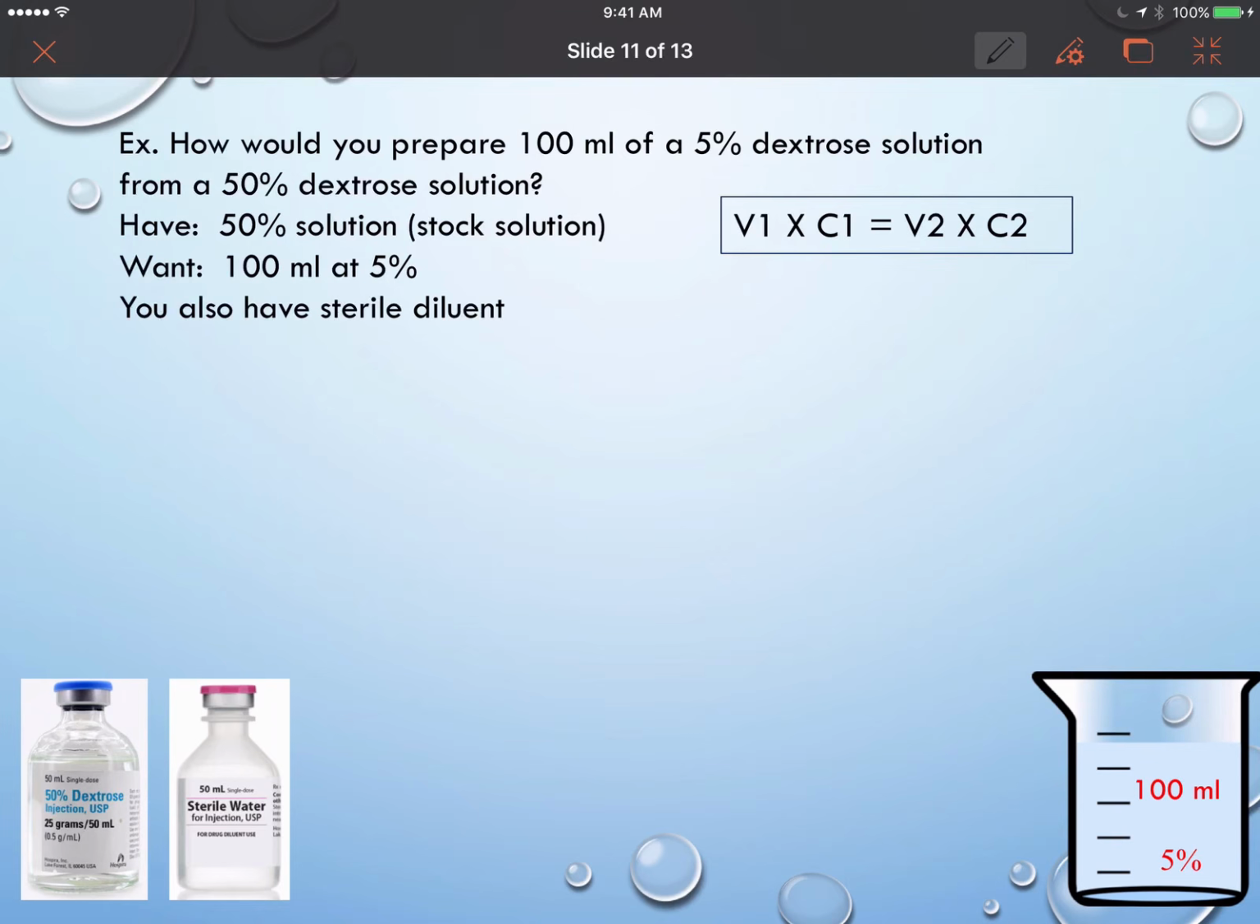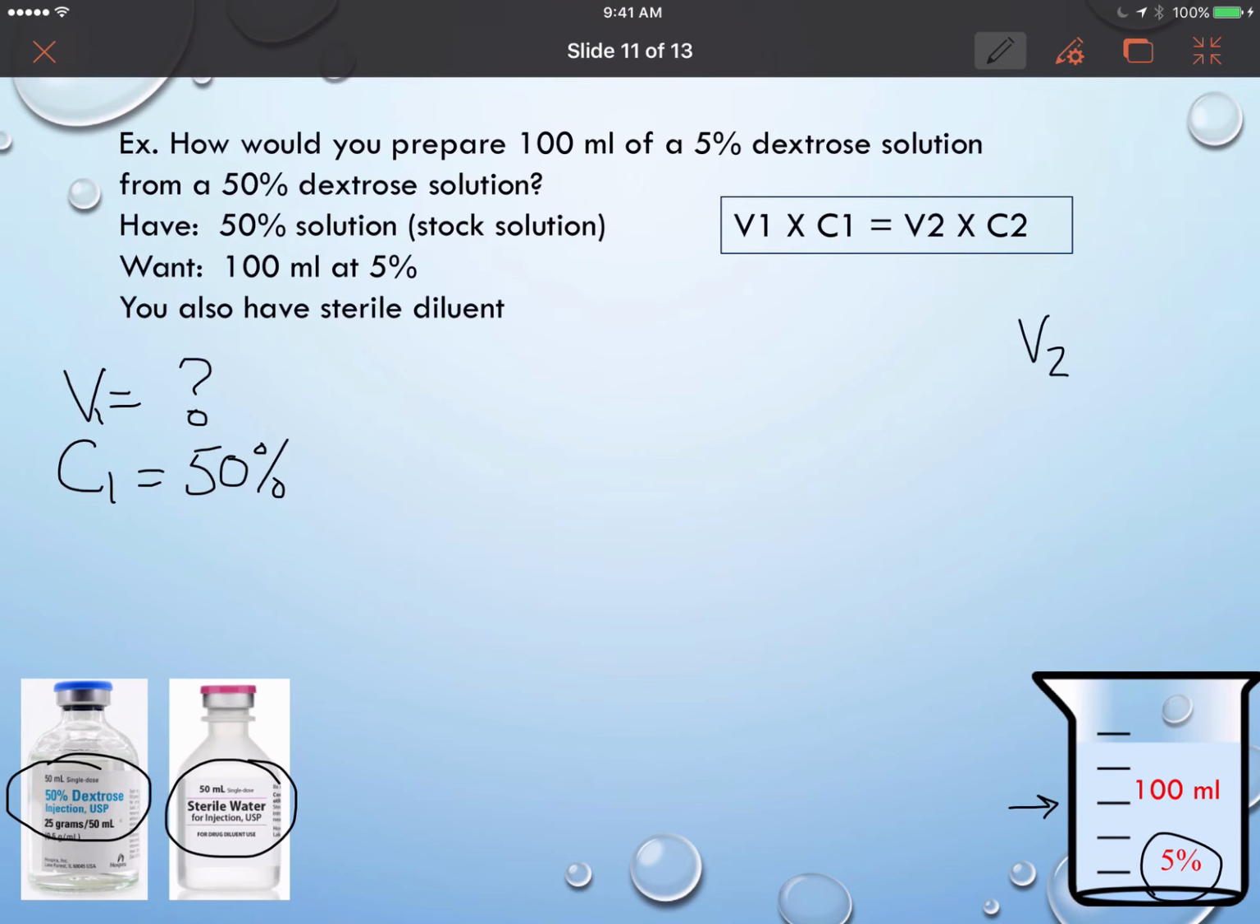For example, if you have to prepare 100 mils of a 5% dextrose solution, and you have a 50% dextrose solution, that's your stock solution, and you also have sterile water to use to dilute it out. So what you have is V1, which you don't know how much that is yet, but you do know your C1 is 50%. What you need for V2 and C2 is 100. You need 100 mils at 5%.